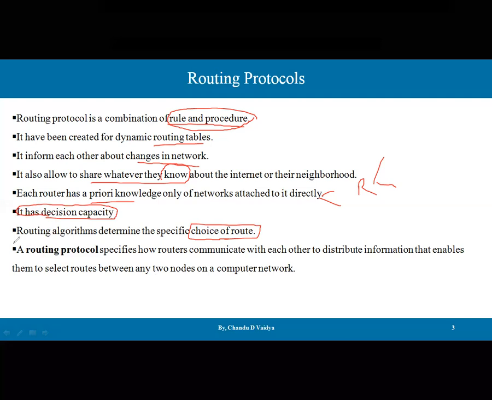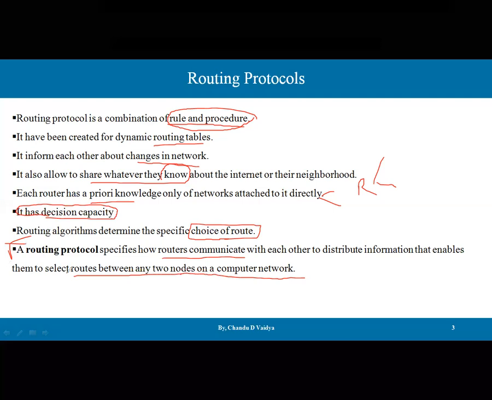Then a special definition, guys. The routing protocol specifies how routers communicate with each other to distribute information that enables them to select the route between any two nodes on the computer network. This is the standard definition, guys.